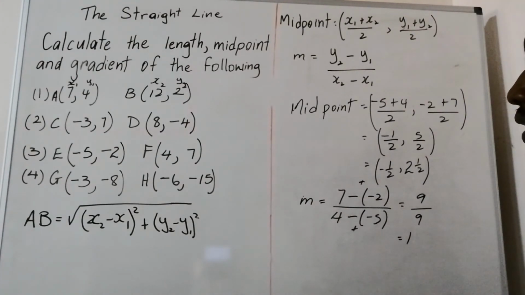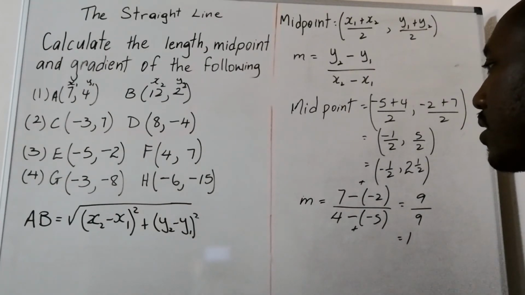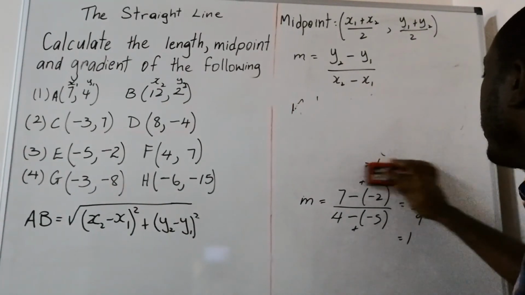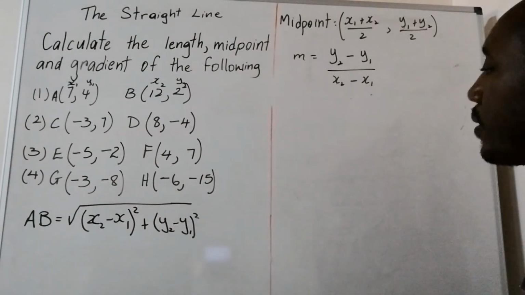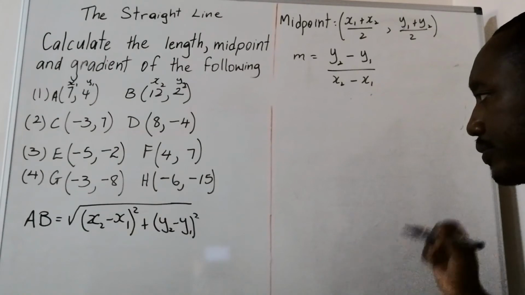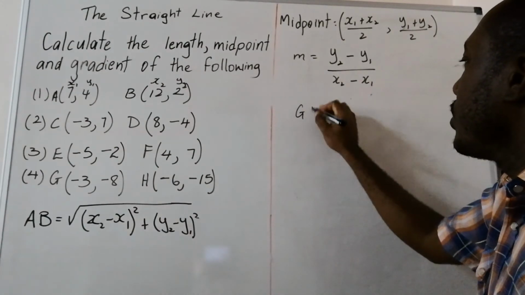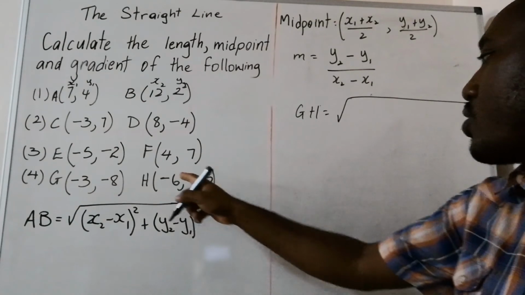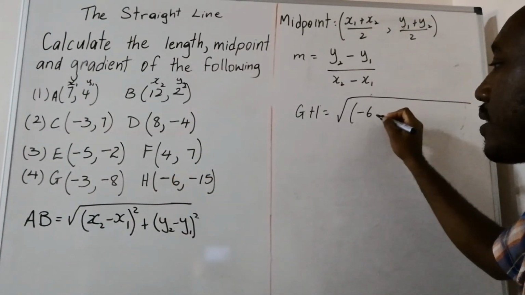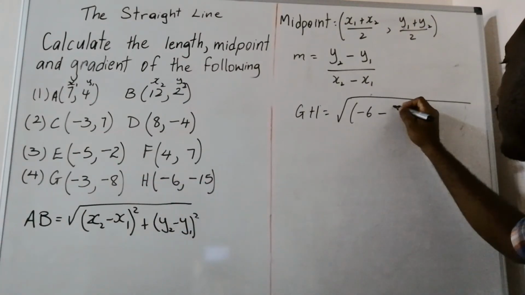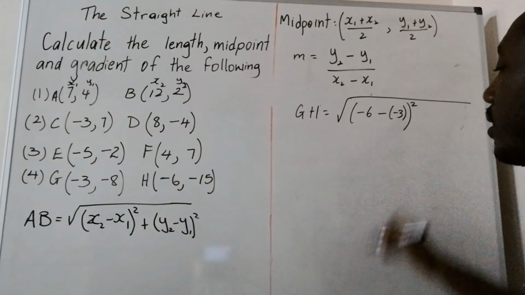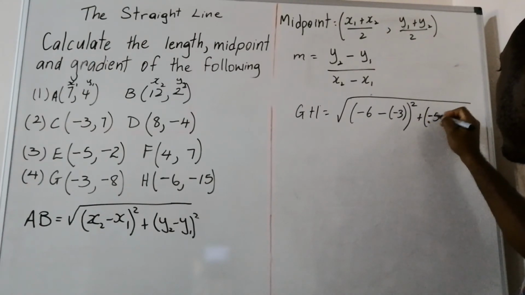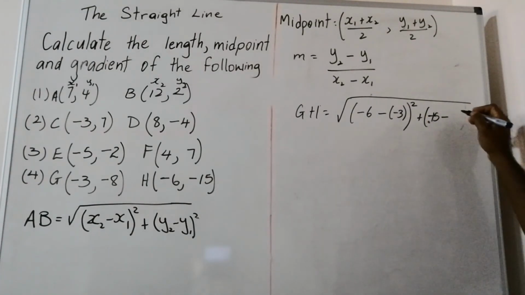So let's now do our final example. The final example is to find the distance between the points G and H. So here we have GH, the square root of x2 minus x1. So here x2 is negative 6. Negative 6 take x1, negative 3, squared, and then negative 15 take negative 8, squared.